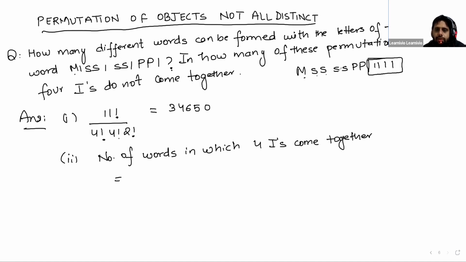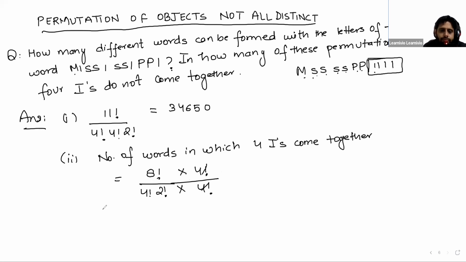So you have 1, 2, 3, 4, 5, 6, 7, 8. Okay, we will treat this as a single alphabet. So you have 8 factorial. Then here you have 4 S's, so 4 factorial, and you have here 2 factorial. Now inside this box, 4 I's can be arranged in 4 factorial ways, but all these are the same. So you will divide this by 4 factorial. Okay, you can show this step or you can leave this. So we get the number of words in which four I's come together.